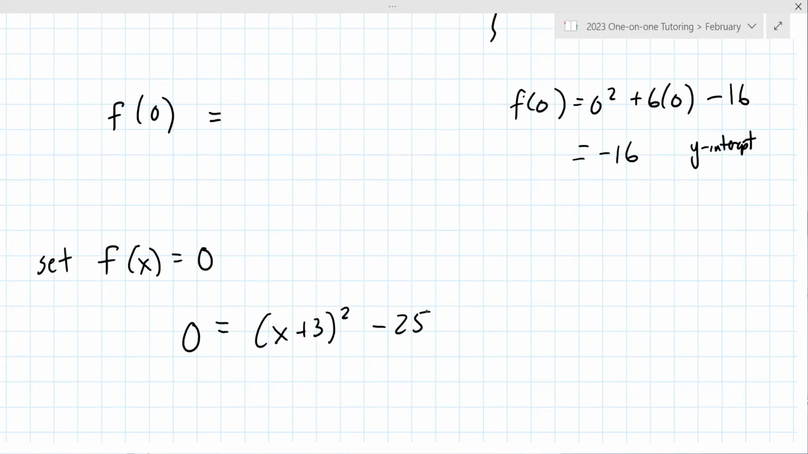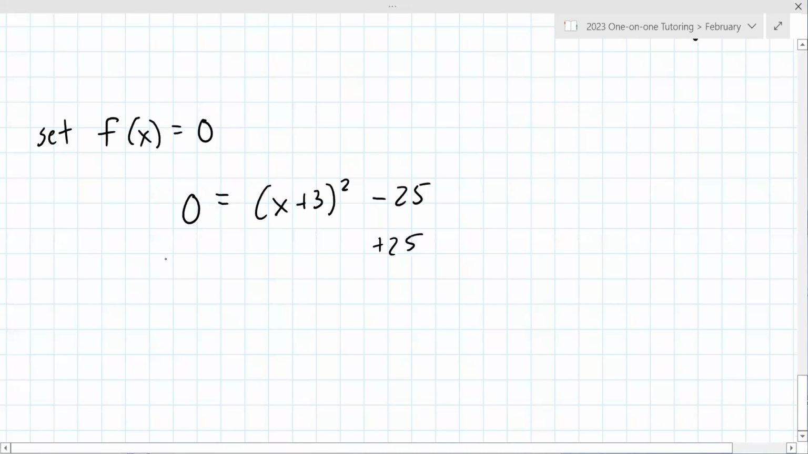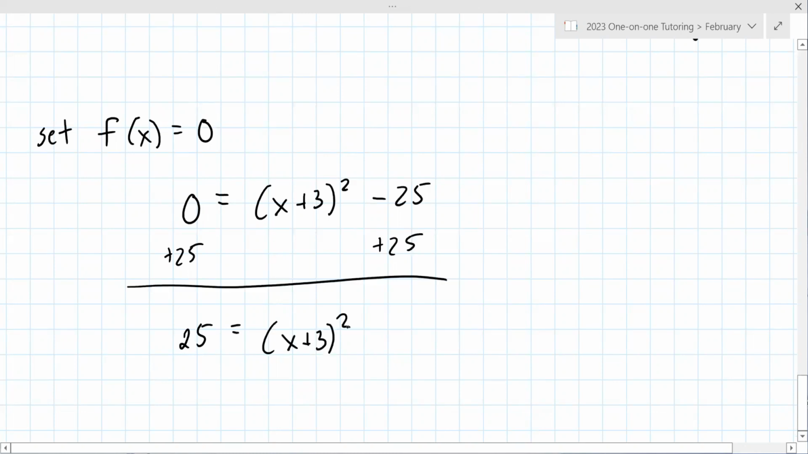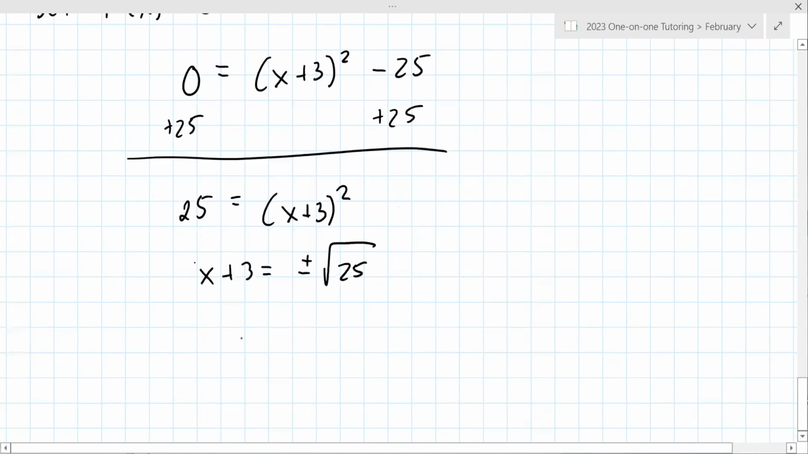And then you make it into case 1, case 2. You've got to get the number on the other side, add 25 to both sides first. Then you take the square root. Then it's case 1, case 2. So x plus 3 equals plus or minus the square root of 25. You're taking the square root of both sides, plus or minus. So this is your case 1, case 2.